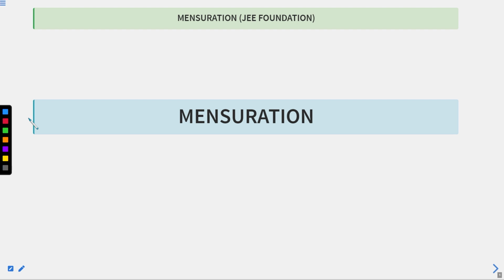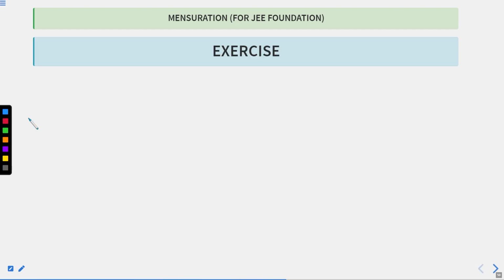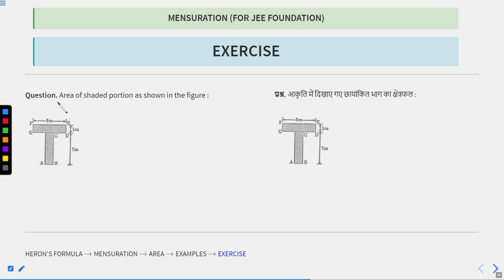Today we will be continuing our lecture on mensuration, and in this lecture we will be discussing exercises. Let's see how the questions are going to be framed. Let's move to the first question of our exercise. So let's see the question.